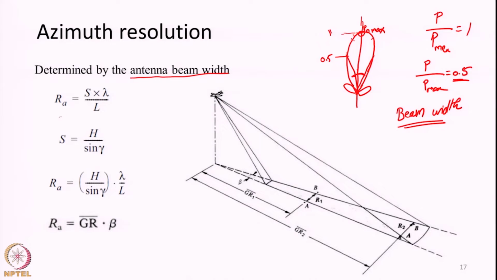So, if you look at the slide, the azimuth resolution depends on the slant range distance between the antenna and the object, and lambda by L, where this factor lambda by L comes in terms of beam width. The antenna beam width can be shown to be related to this lambda by L, where lambda is the microwave wavelength chosen for our operation, and L is the physical length of the antenna.